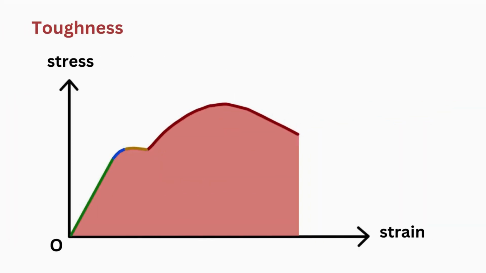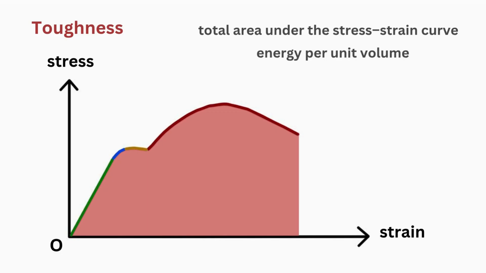Toughness, in a stress-strain curve, represents the ability of a material to absorb energy before fracture. It is the total area under the stress-strain curve. It indicates how much energy per unit volume the material can absorb before breaking. It combines strength and ductility.